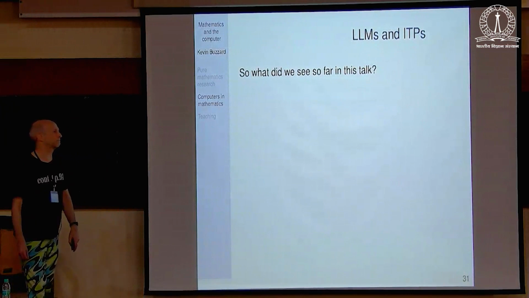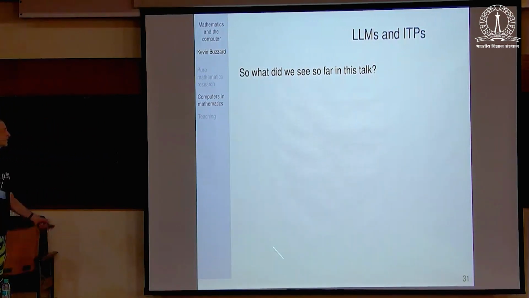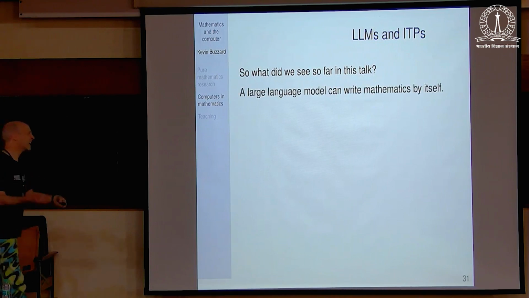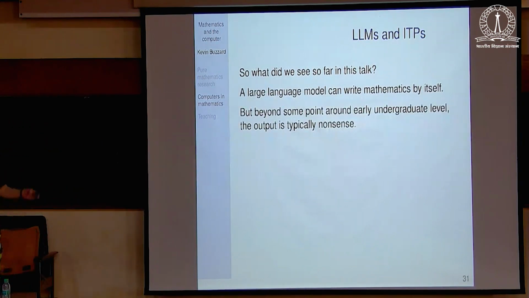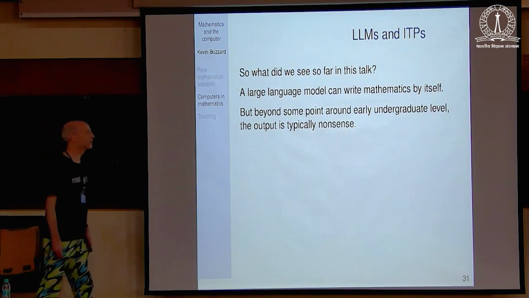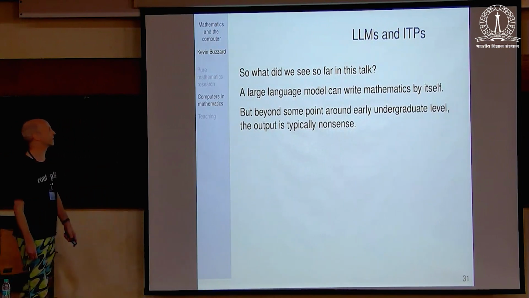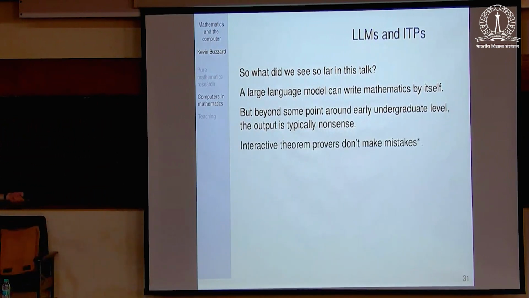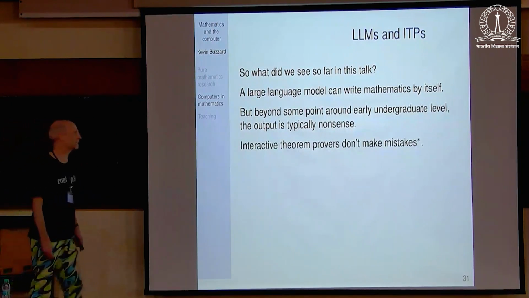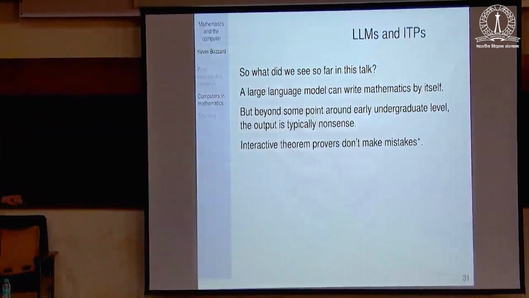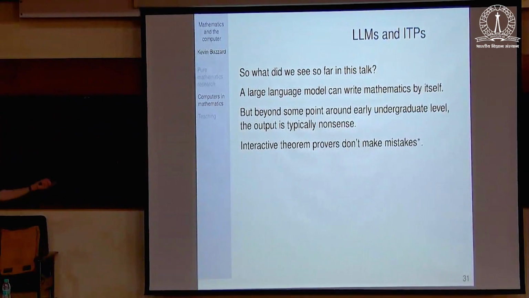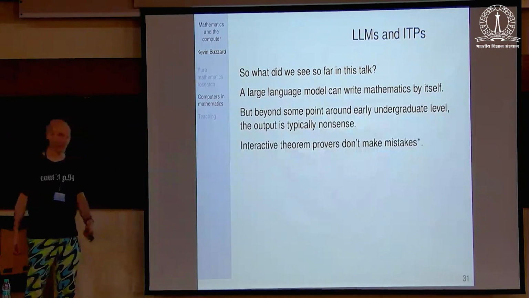So there we go. So what have we seen so far in this talk? I've just finished the main section here. I'm going to get on to the last section. We've seen that a large language model can write maths by itself. But beyond some point, it's hard to trust them because they're confidently spouting rubbish. On the other hand, interactive theorem provers don't make mistakes, unless there are bugs in the kernel, which hopefully there aren't. They are orders of magnitude more accurate than humans, that's for absolute sure.